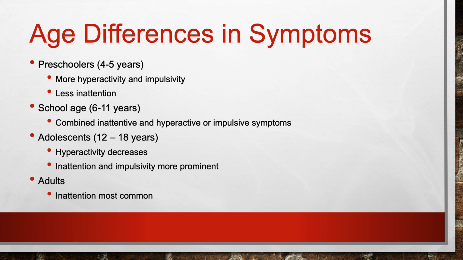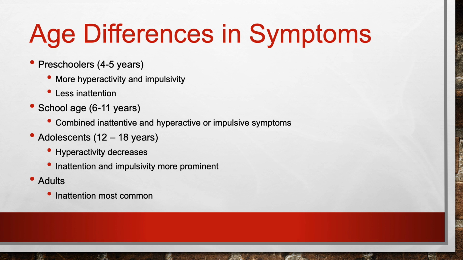Many cases of ADHD are first identified in children between the ages of 6 and 9 years, with the child having difficulty academically and/or socially in the school and at home. Most children have combined inattentive and hyperactive or impulsive symptoms that cause functional impairment.